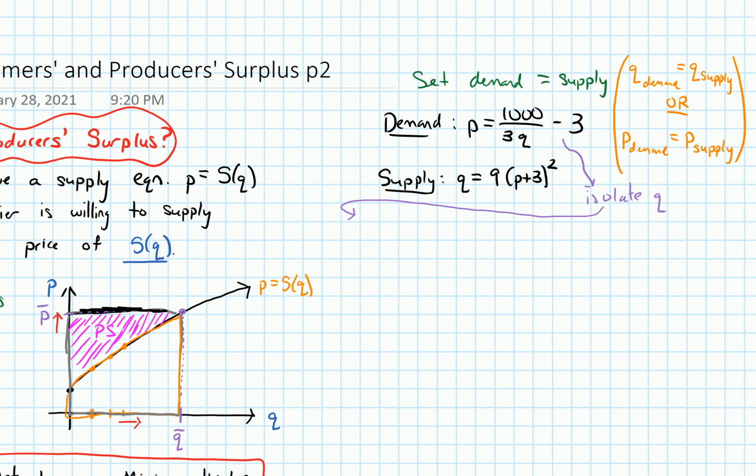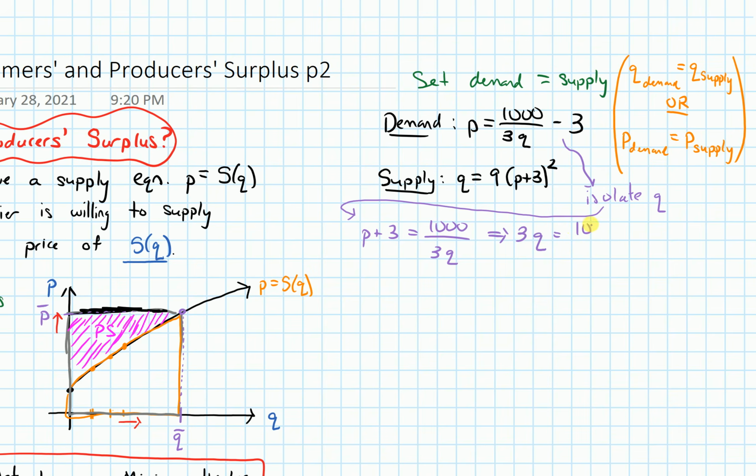Alrighty, so let's rearrange this a bit to isolate Q. If I add 3, I get P plus 3 equals 1,000 over 3Q. And now, if I rearrange a little bit more, I'm going to multiply 3Q to the left and then divide by P plus 3, so I'll divide that P plus 3 over to the right.